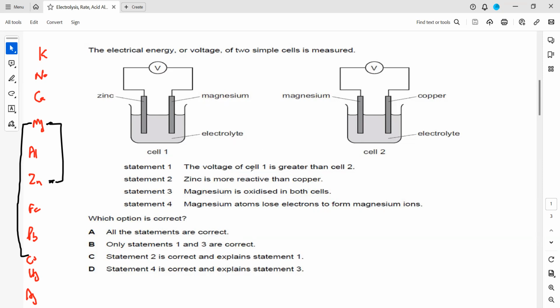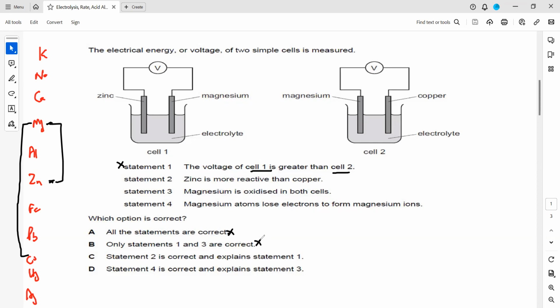Statement 1: the voltage of cell 1 is greater than the voltage of cell 2. Cell 1 is zinc and magnesium, and cell 2 is magnesium and copper. Magnesium and copper have a greater difference in reactivity, so cell 2 voltage should be higher. But it's written that cell 1 voltage is greater, so statement 1 is incorrect. So the option saying all the statements are correct is wrong because statement 1 is incorrect. Only statement 1 and 3 are correct.